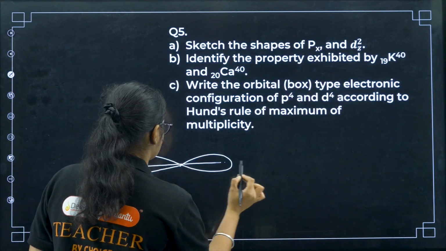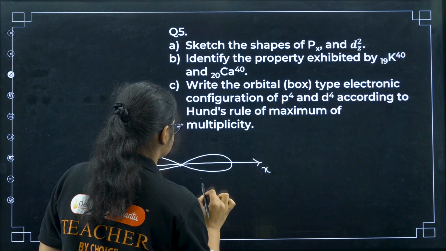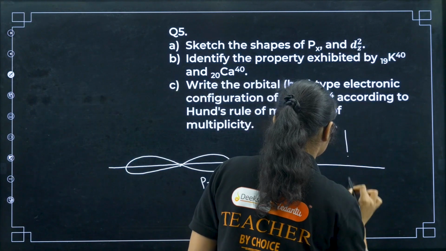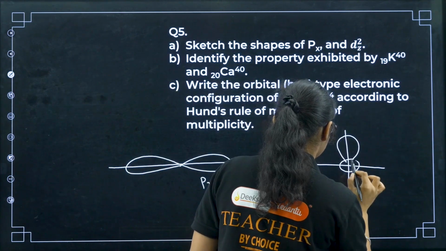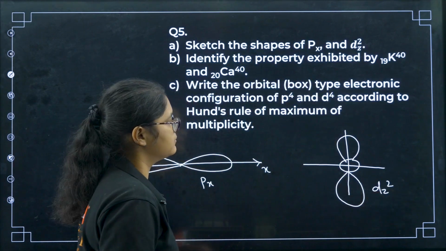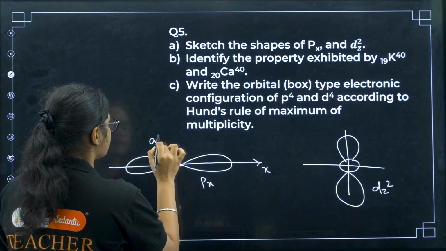If this is x, so this is my px orbital. How will be dz square? If you remember, this is your dz square orbital, right? So this is the first part, A.